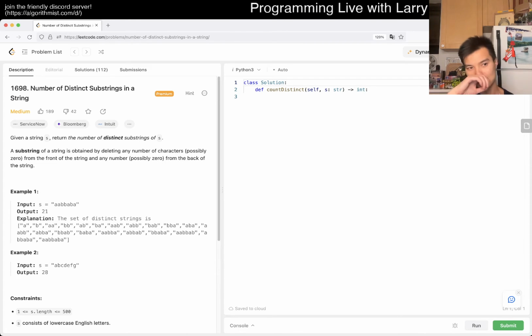Today's extra problem is 1698. Oh man, the light's a little bit bright. 1698, number of distinct substrings in a string.